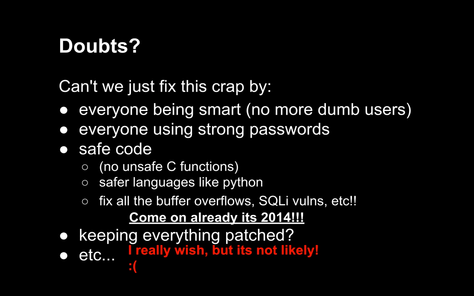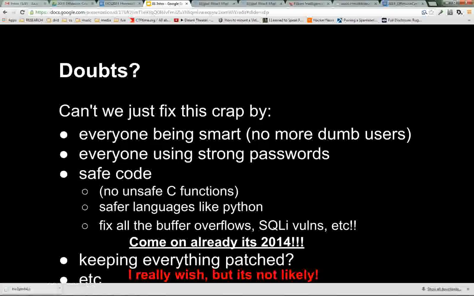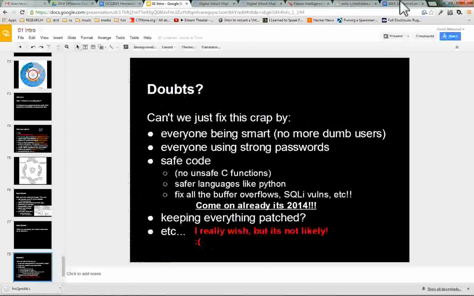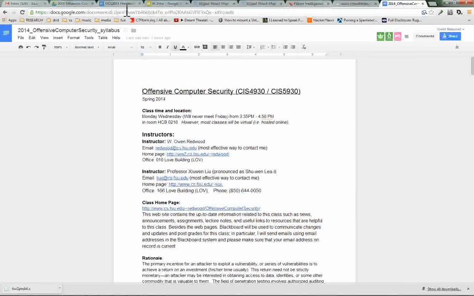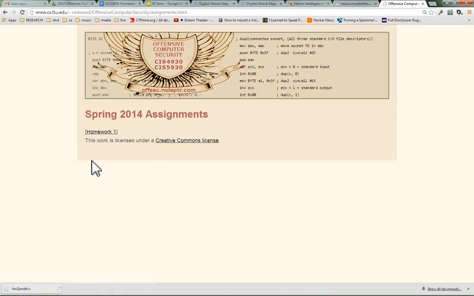So that's the end of the lecture, let's go to the class website. All right, so what you'll find on the class website is the link to the syllabus and calendar. You'll have a link to the assignments. Homework 1 is out. I'm in the habit of releasing things early because I get them done kind of early.